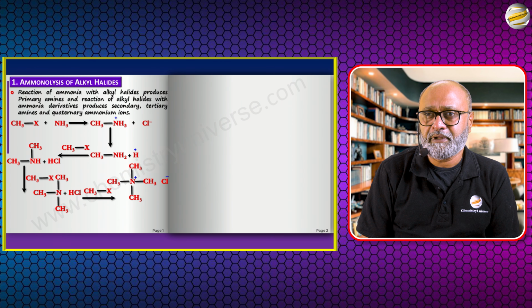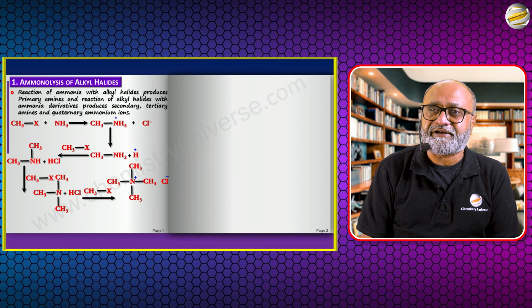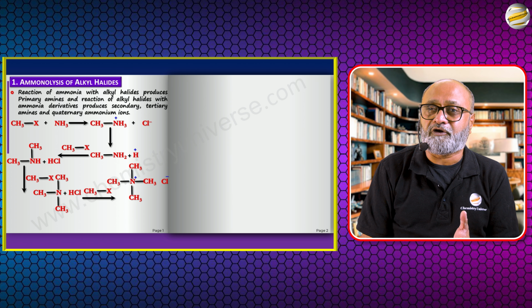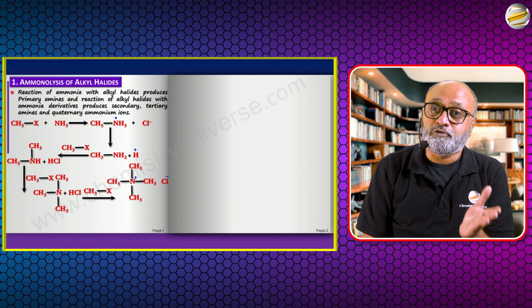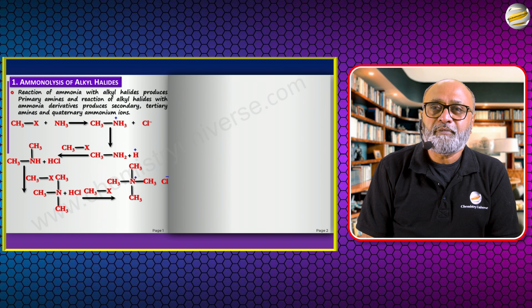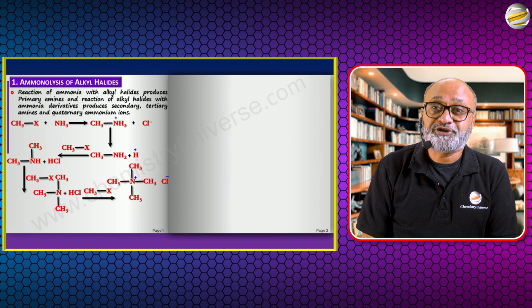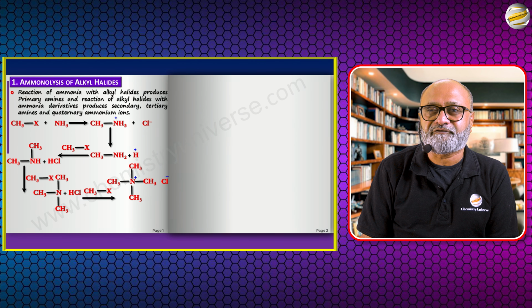Well, you can't. This is not a good method for preparing secondary or tertiary amines, because even though you might try to take them in the stoichiometric ratio of two CH3X with one ammonia, generally it doesn't work that way. Theoretically it should, but practically it doesn't. So this is practically not a good method for producing secondary or tertiary amines.